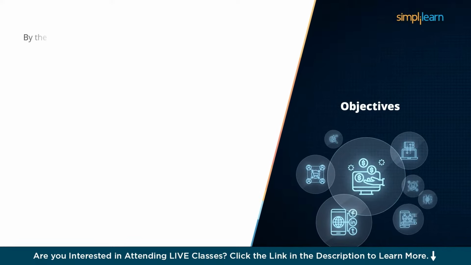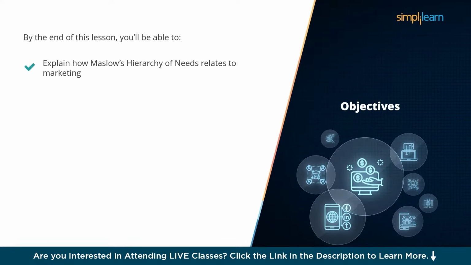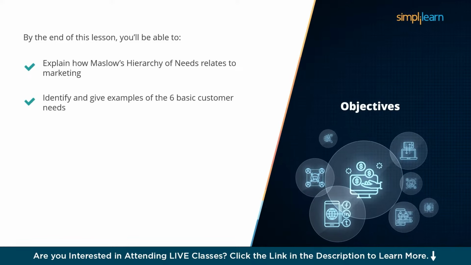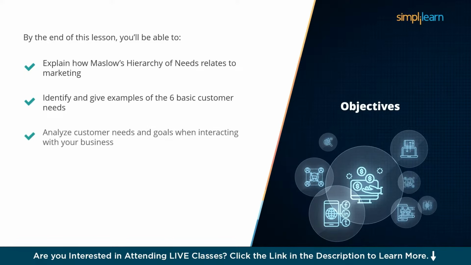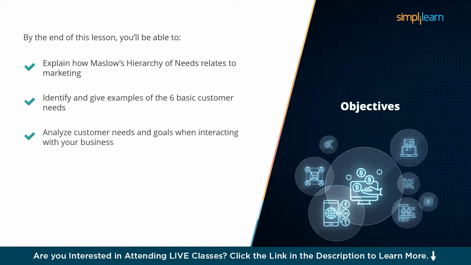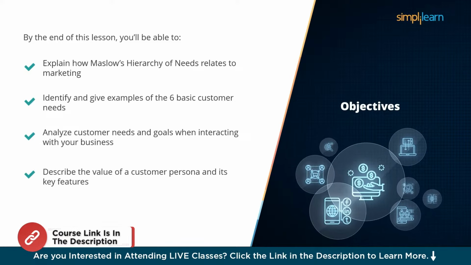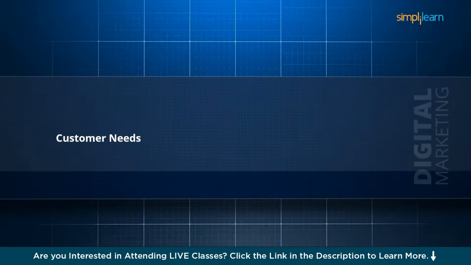Objectives. By the end of this lesson, you will be able to explain how Maslow's hierarchy of needs relates to marketing, identify and give examples of the 6 basic customer needs, analyze customer needs and goals when interacting with your business, describe the value of a customer persona and its key features, and create a customer persona. Customer needs.